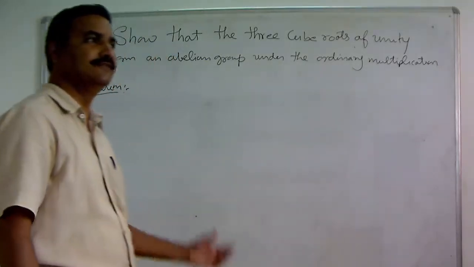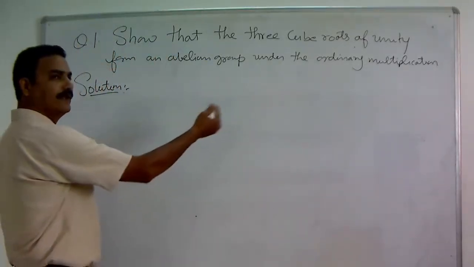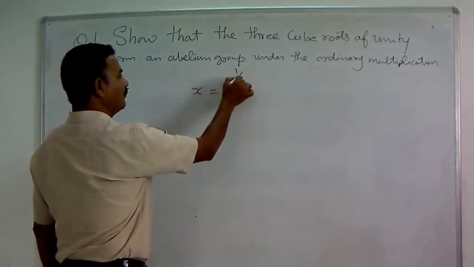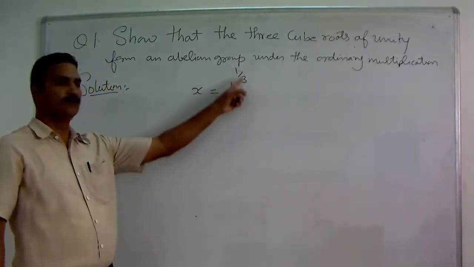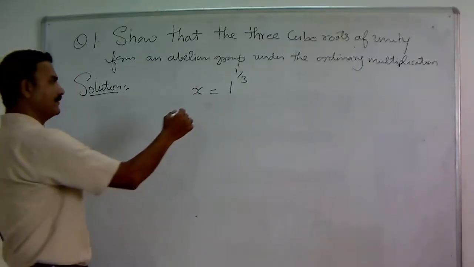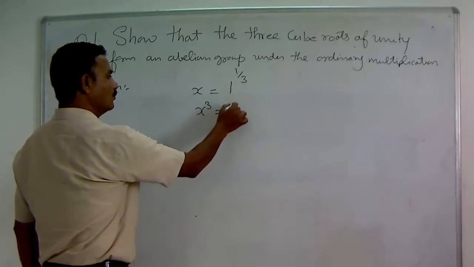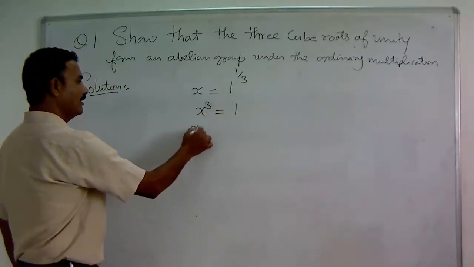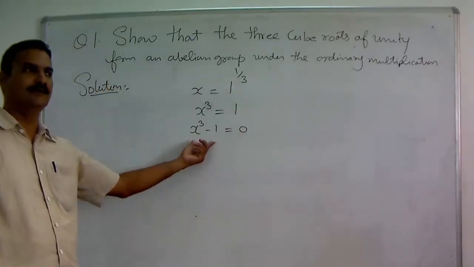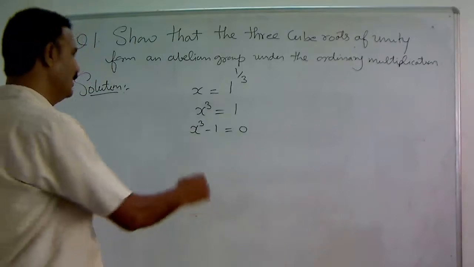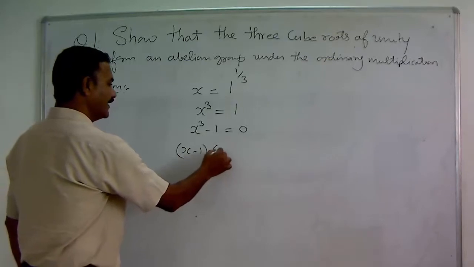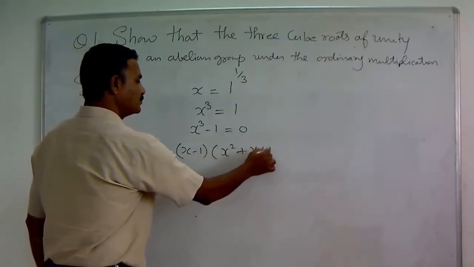First of all, we find the three cube roots of unity by solving the equation. Let us consider x is equal to 1 raised to power 1 by 3, which shows a cube root of unity. On taking cube on both sides of the equation, we get x cube is equal to 1. After simplification, x cube minus 1 gives us 0. This is a cubic polynomial. After factorizing this cubic polynomial, we get two factors. One is the linear factor, that is x minus 1. The other factor is x square plus x plus 1.